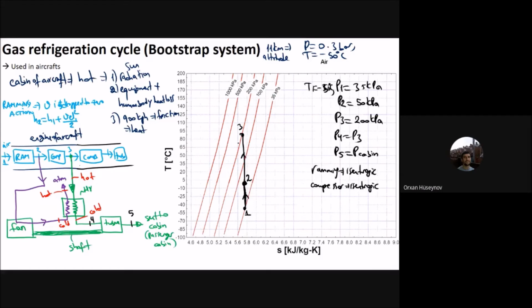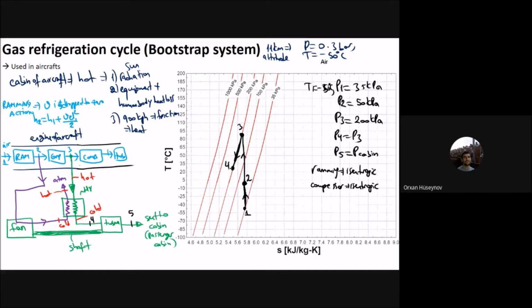Okay, and then the next stage is 3 to 4. You have the heat exchanger here where the temperature drops, to a value of P4. P4 and P3 are the same here. Okay, P3 and P4 are the same.